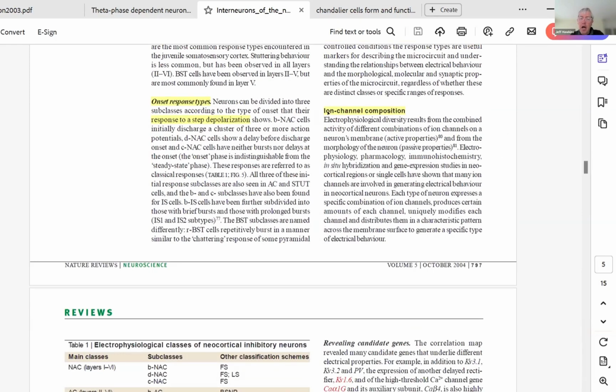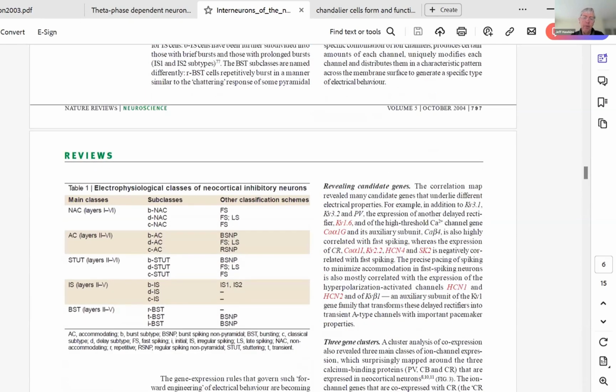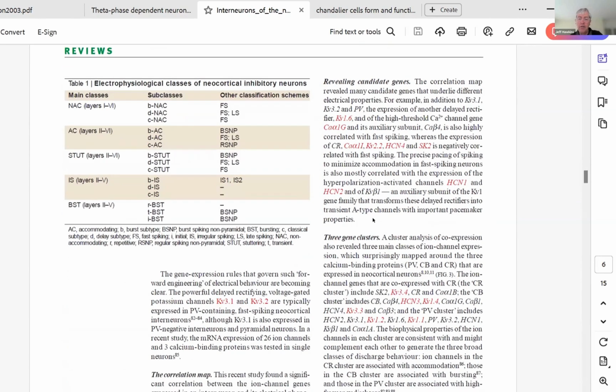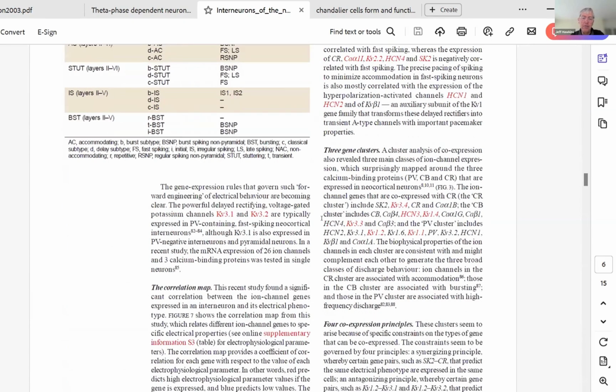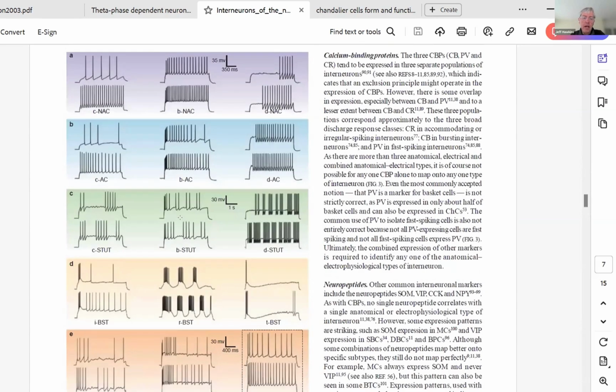Then they talked about ion channel composition. Ion channels are the channels along the cell membrane of a cell, and they can parse these interneurons by different types of ion channels. Again, not really easy to interpret in any revealing way. And then they can look at genetic expressions, and they can go all kinds of crazy stuff. Gene clusters. It's not really worth going into all this.